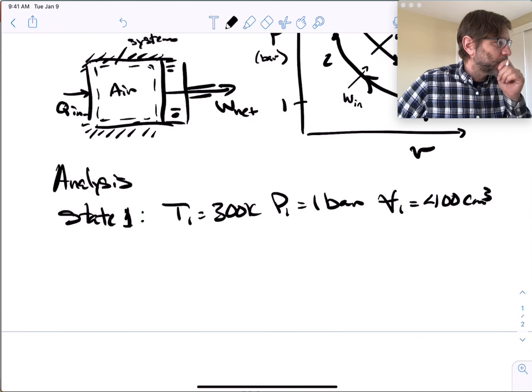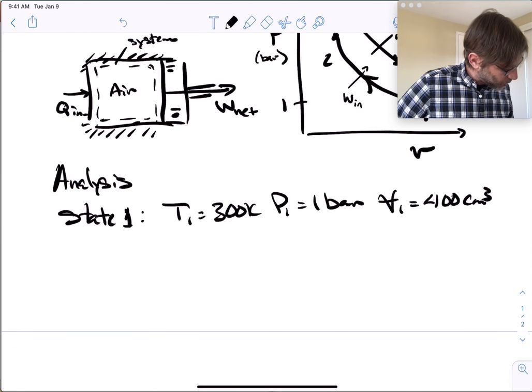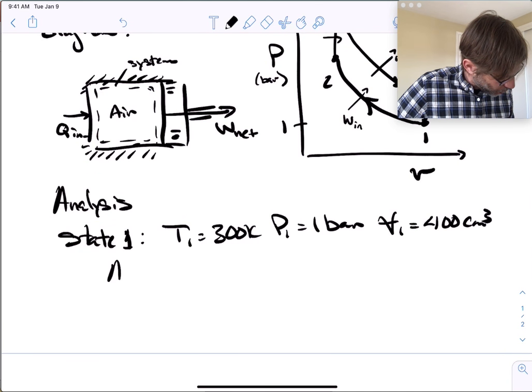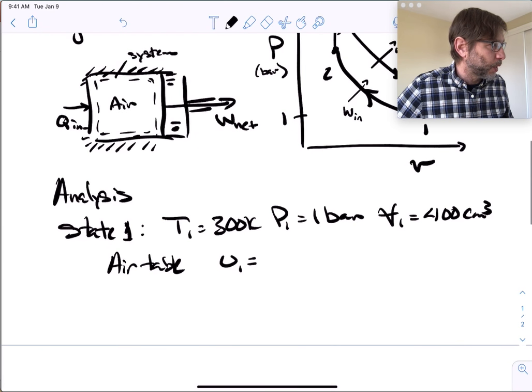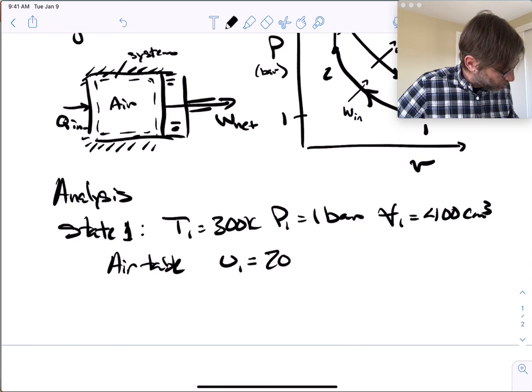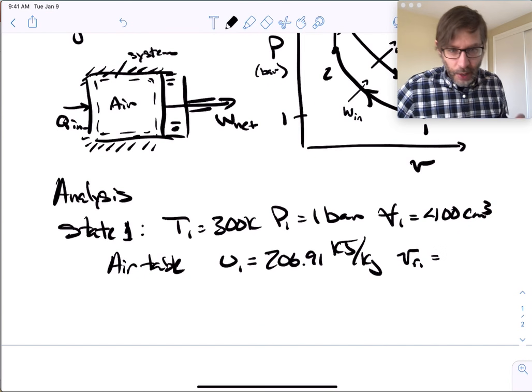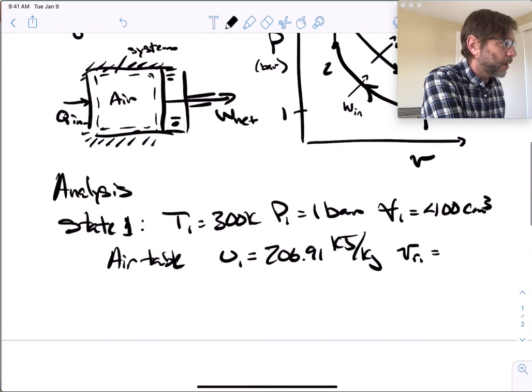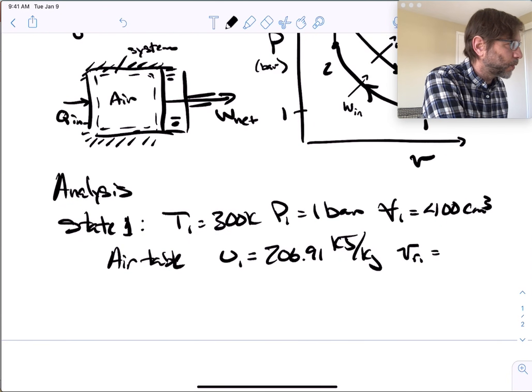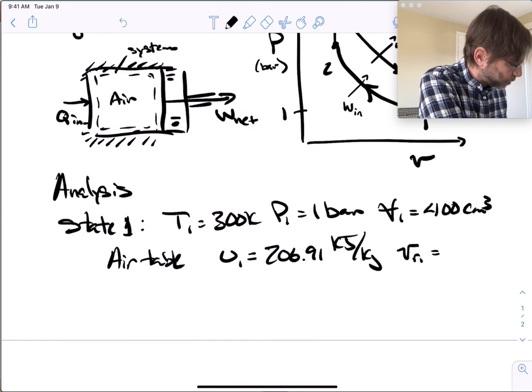But if we want to calculate the different processes, we have to look in the table. So, air table, and we need to get u. U1 is equal to, I'm not going to look at the table, I'm assuming you know how to do that, 206.91 kilojoules per kilogram. And then we're going to use vr1 because we have an isentropic process, which makes things easier on us. So vr1 equals 676.1.